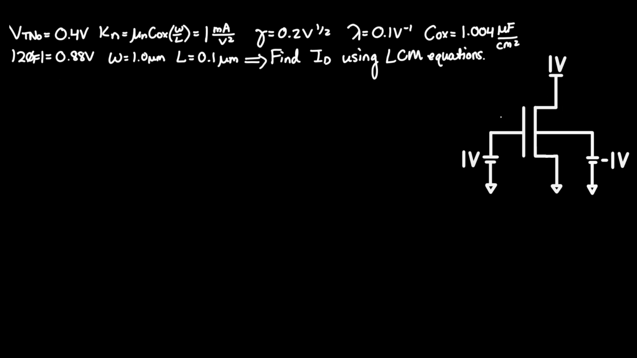So first, as always, we identify the four parts of this NMOS transistor. We have the gate on the left side, drain on the top, source on the bottom, and body or substrate on the right. Let's first test to see if this device is on.